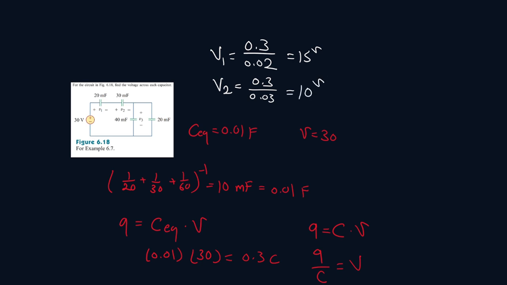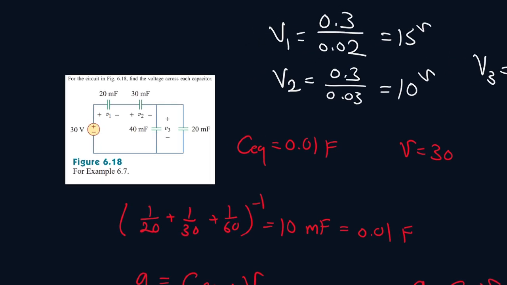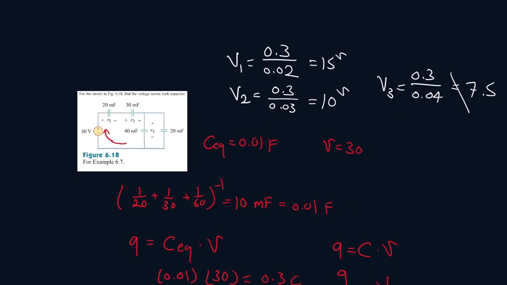Now the mistake comes when you do the 40 millifarad one. If you do V3 equal to 0.3 coulombs all over 0.04 farads, you're going to get 7.5, right? But that's not the right answer. This is wrong. The reason is, if we do a KVL, the sum of all the voltages added up should be equal to 0. So when it hits the negative 30 terminal, it's going to be minus 30 plus V1, so minus 30 plus 15, plus V2, 10, plus 7.5. And that gives you 2.5.